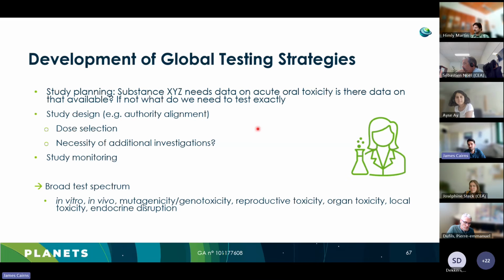Then if we don't find sufficient evidence, then a study has to be designed. This would include some dose selection for these studies, including study monitoring, meaning the study is ongoing and has to be monitored, by the way. And all of this can include a broad test spectrum from in vitro over in vivo tests in mutagenicity and organ toxicity, etc. So it's a very diverse field of substances.